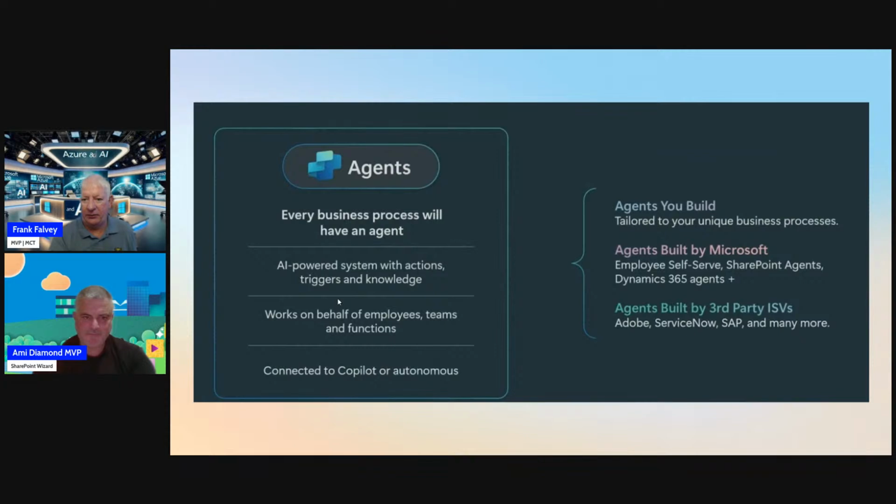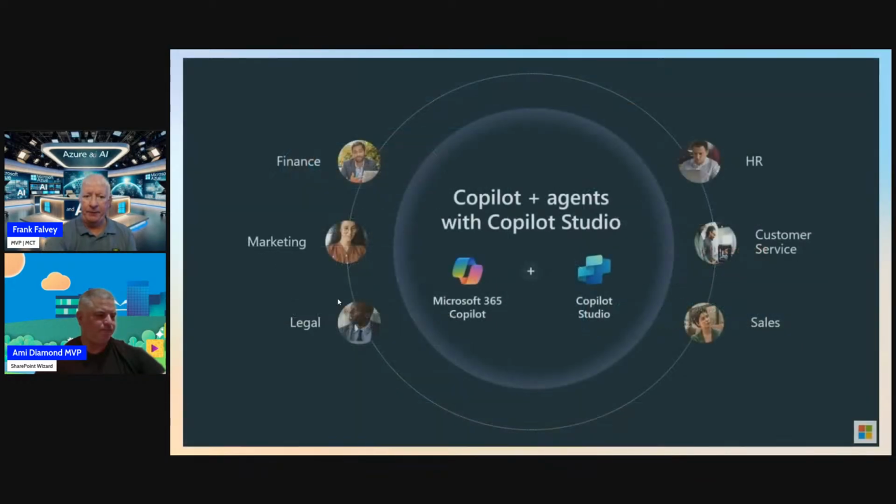On the right, you can build your own agents tailored to your unique business process. There are agents built by Microsoft: employee self-service, SharePoint agents, Dynamics 365 agents, and many more. Agents from third parties can be Adobe, ServiceNow, SAP, and many, many more. You can use it for all different functions: HR, customer service, sales, finance, marketing.